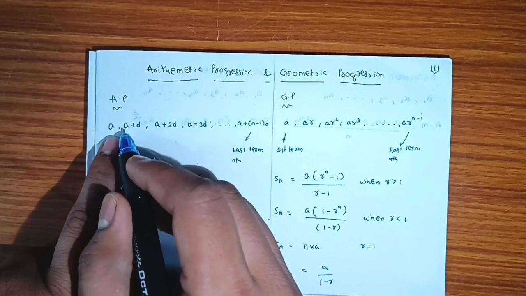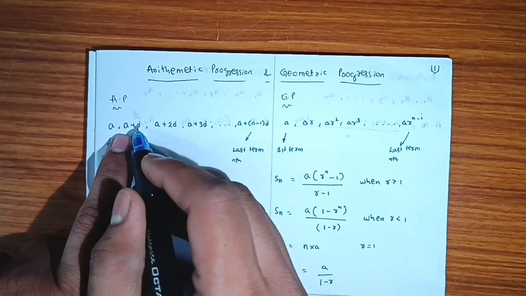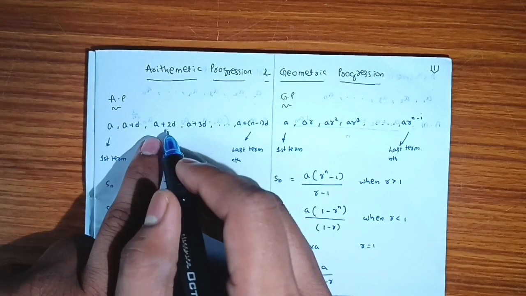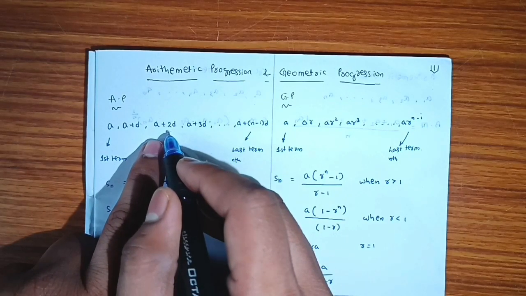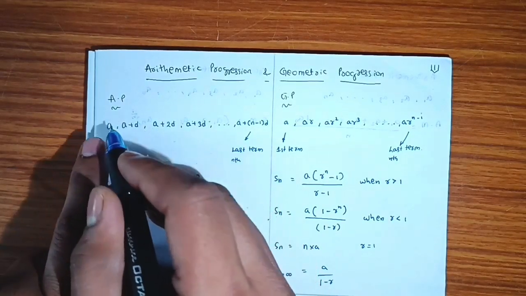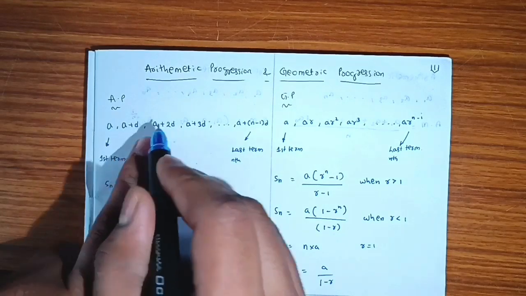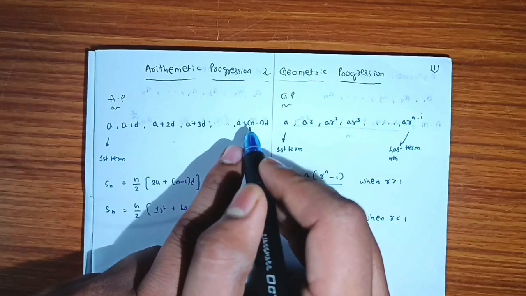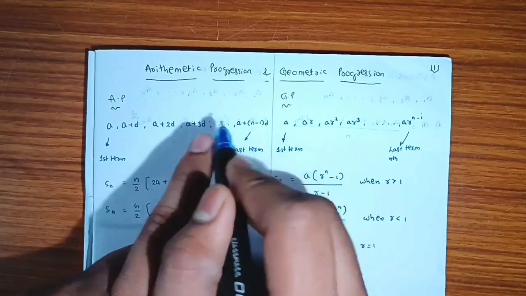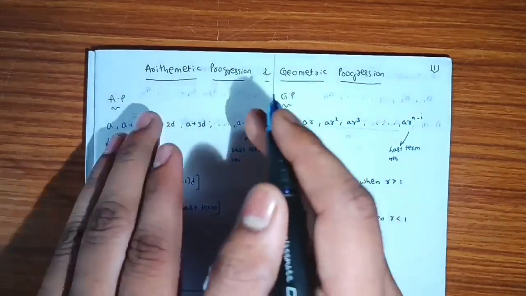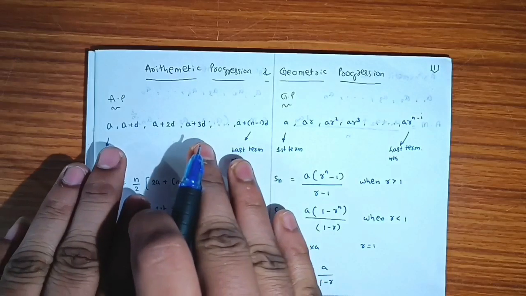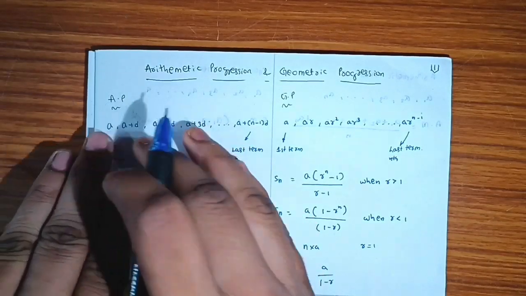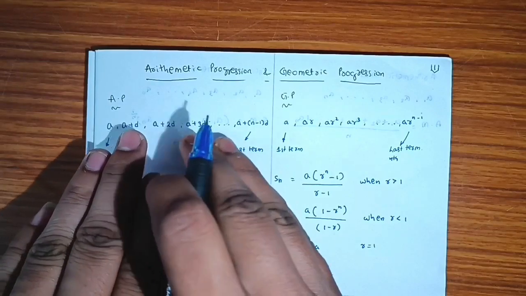So to find the second term, we need to add the difference to the first term, and to find the third term, we need to add 2 differences to the first term. In such a way, to find the nth term, we need to add (n minus 1) differences to the first term. This is the way of AP. AP means arithmetic progression. Among the terms, the difference will be the same.